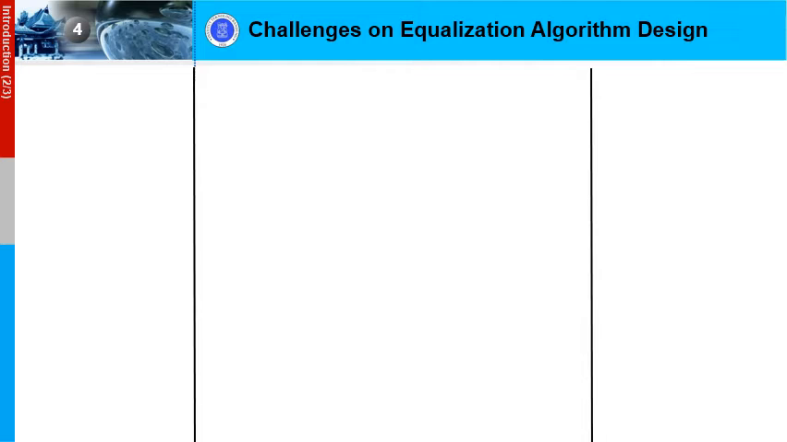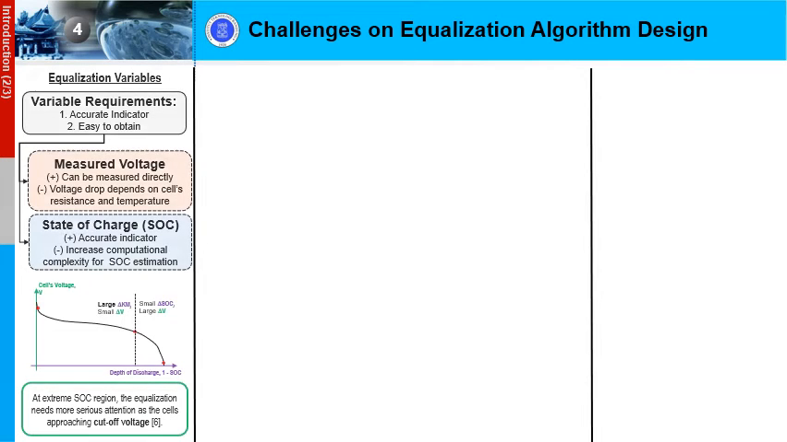There are several challenges in equalization algorithm design. First, the algorithm must be based on specific variables, either voltage or state of charge or both of them. The relationship of those two variables depends on many parameters and has nonlinear characteristics. At near empty and near full state of charge, the cell's voltage may change faster and needs more attention to avoid over-discharge or overcharge fault conditions.